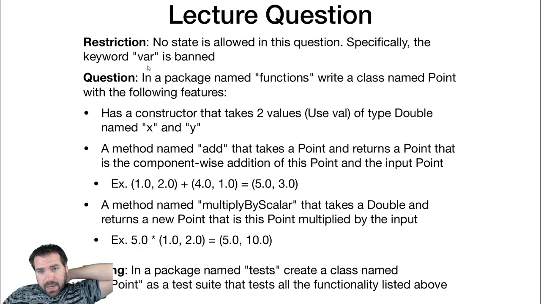So, banning var, banning any mutability or any way of simulating variables. Also, make a point class with a constructor that takes x and y as doubles, so we have a two-dimensional point. And then 2 methods, add and multiply by scalar, that do what you would expect them to do, adding 2 points component-wise, and multiplying a scalar in each dimension. And then a test package named test point.